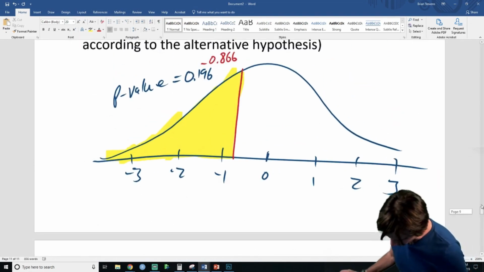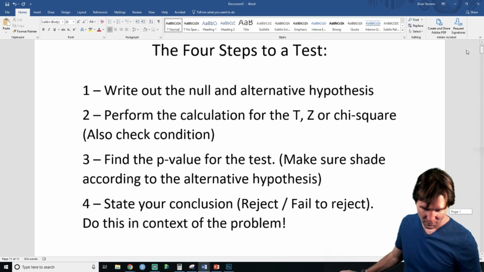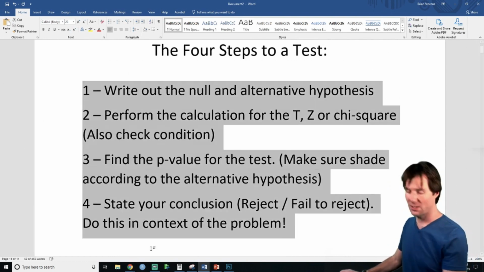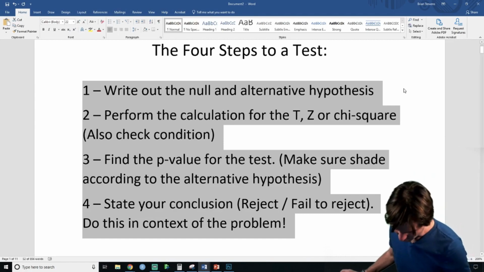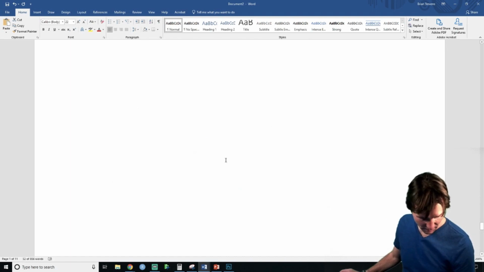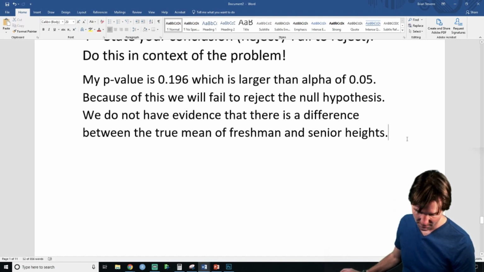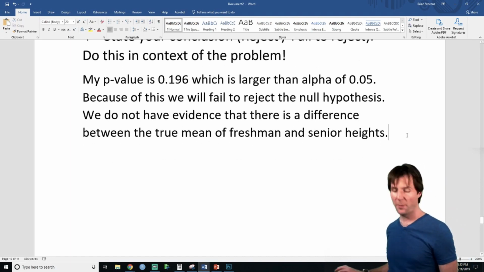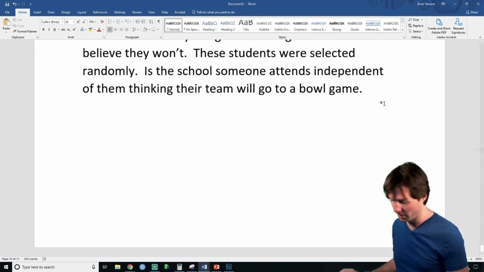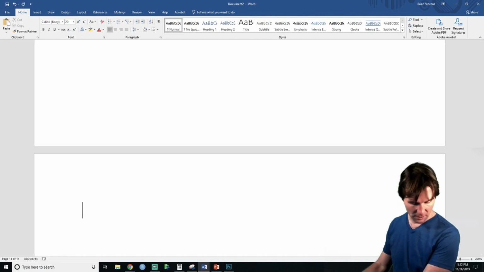Let's go grab our 4 steps. Our 4 steps will be used once again. So let's do it. We're going to go back to the problem, and then we're going to go to a new page on the problem for our 4 steps.